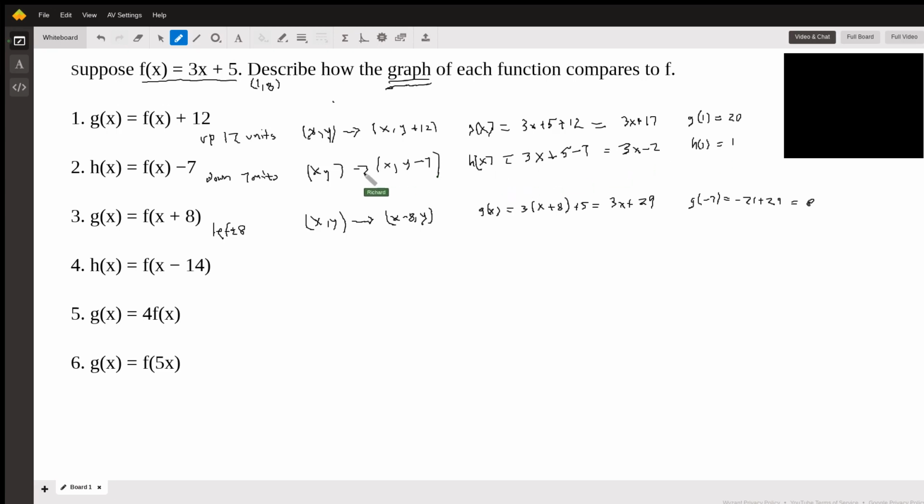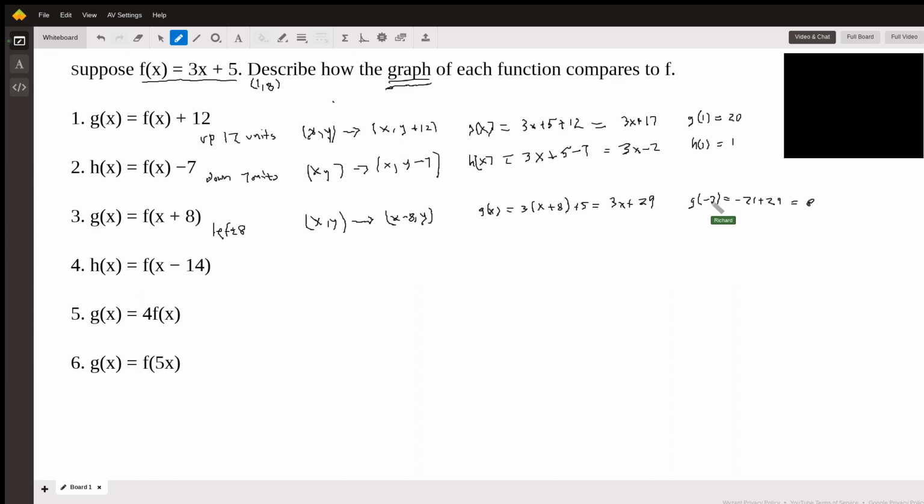Sticking with this again, I'm just showing you a little extra work here just to reinforce the concept. This is going to move left 8. So if you wanted it in general terms, these are the general terms. We find g of x. We replace x with x plus 8 up here. So it's 3 times x plus 8 plus 5, which is 3x plus 29.